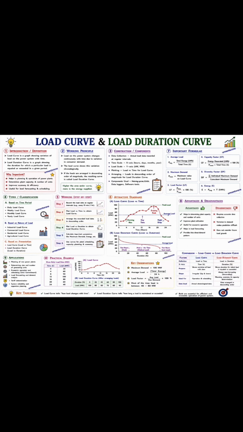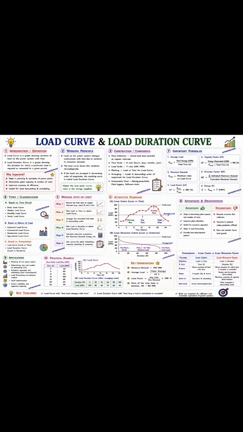Types, classification. A. Based on time period, it's classified into 4. They are: daily load curve, weekly load curve, monthly load curve, yearly load curve. B. Based on nature of load, it's classified into 4. They are: industrial load curve, commercial load curve, residential load curve, agricultural load curve. C. Based on presentation, it's classified into 2. They are: 1. Load curve, load versus time. 2. Load duration curve, load versus duration.